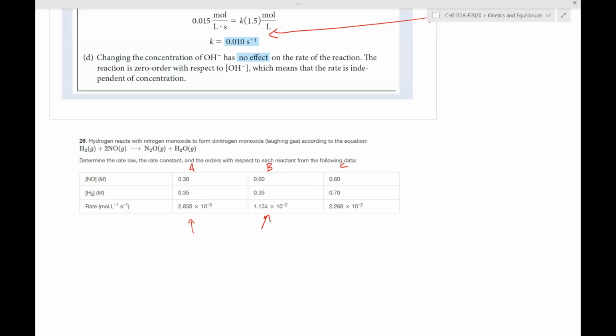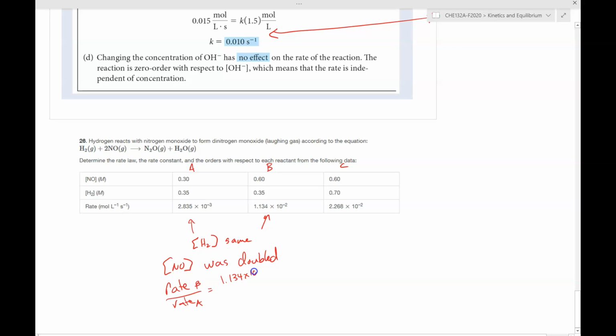But if I compare these two, H2 is the same. So what happened to NO? NO was doubled. What happened to the rate? Well, the rate went up, so in B, rate of B over rate of A, that's going to be 1.134 times 10 to the negative 2 molar per second over 2.835 times 10 to the negative 3 molar per second. That's definitely smaller. Let me enter those in the calculator.